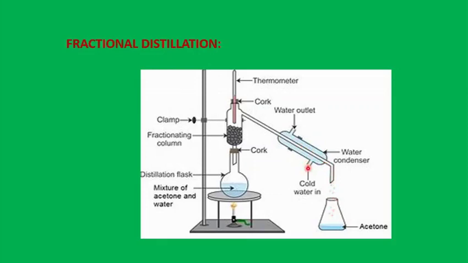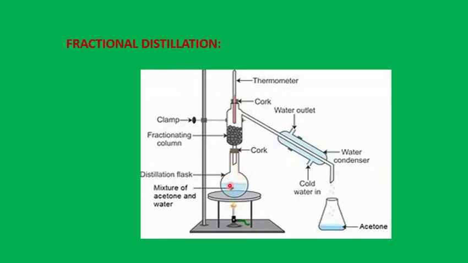And here, this is the inlet for the cold water. The water gets warmed and is sent out through the water outlet through this tube. Now, at the end of the experiment, the component which has the higher boiling point will be left behind in the distillation flask, and the component which has the lower boiling point will be collected in the receiver. So the only additional attachment is this fractionating column. So this method is known as fractional distillation, one by one.